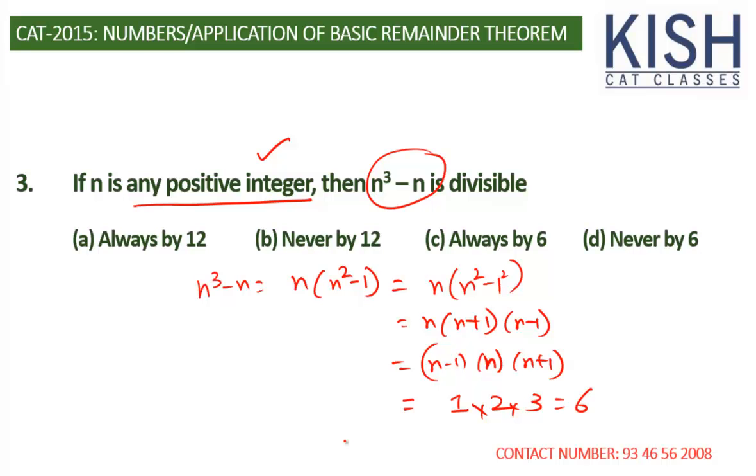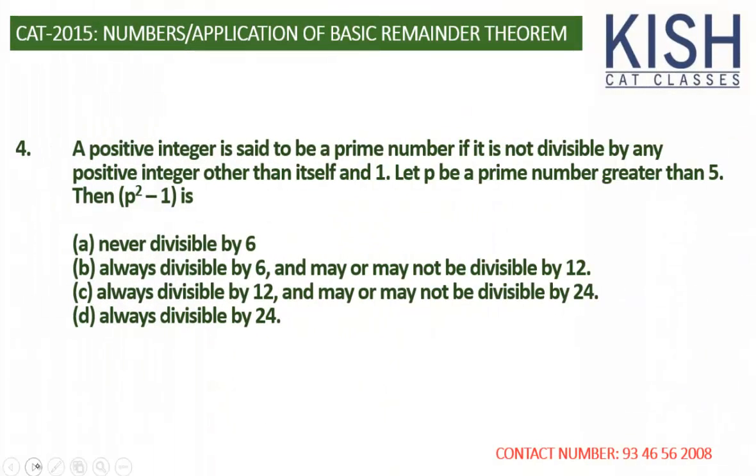Let's solve the next question. A positive integer is said to be a prime number if it is not divisible by any positive integer other than itself and 1. Let p be a prime number greater than 5, then p square minus 1. Well, it's quite simple. p square minus 1, it's a flexible question. We have the liberty of choosing any number for p, since there is a condition given, that p is a prime and it is also greater than 5.